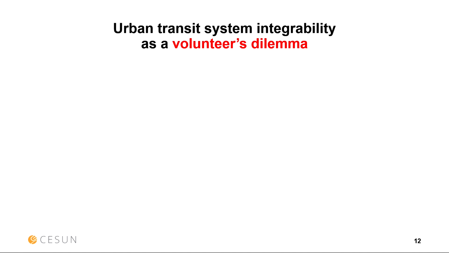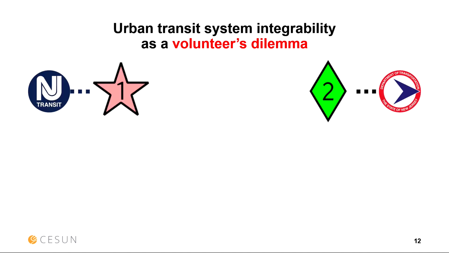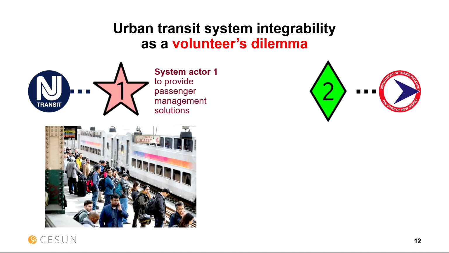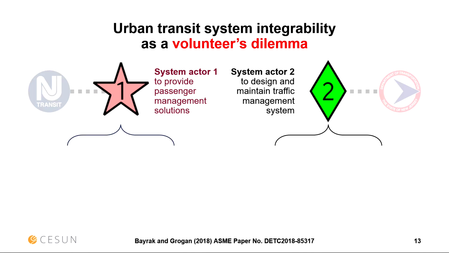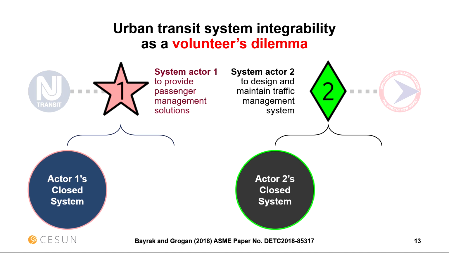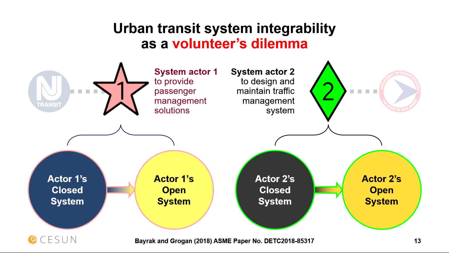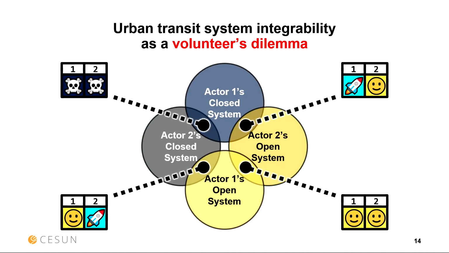Back to our urban transit ecosystem example. Let's consider 2 actors. Actor 1, overseen by NJ Transit, provides passenger management solutions. And Actor 2, overseen by the New Jersey Department of Transportation, designs and maintains the traffic management system. Moving from a status quo to an alternative strategy will have an irreversible impact on the ecosystem. And when we look at the possible strategic outcomes, we can have a better understanding of the incentives that could work in favor or against the actors embracing of synergistic system integrability.